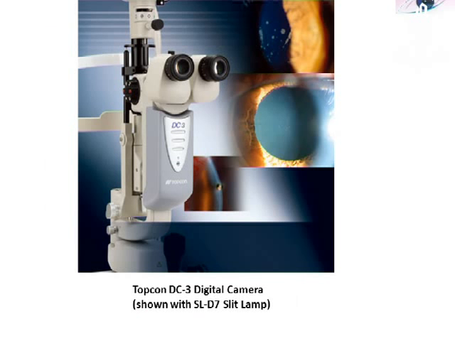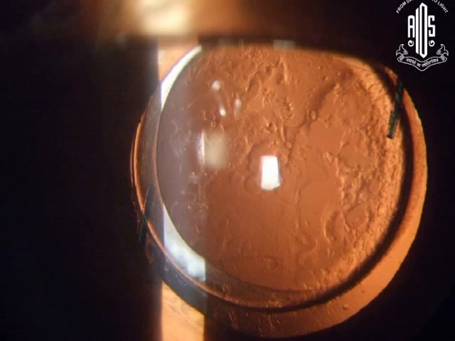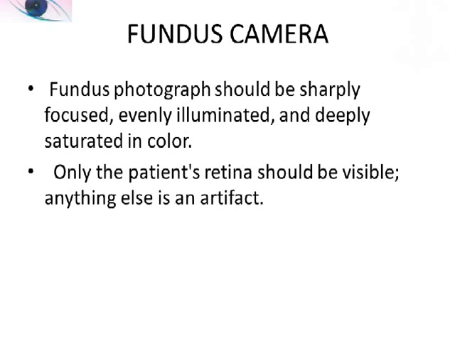These are advanced digital cameras with this photo slit lamp. We can have a very fantastic resolution of the posterior capsular thickening. Now let's come to the fundus camera. A fundus photograph should be sharply focused, evenly illuminated, and deeply saturated in color. Only the patient's retina should be visible. Anything else is an artifact.